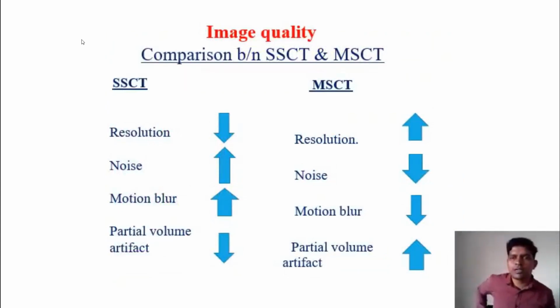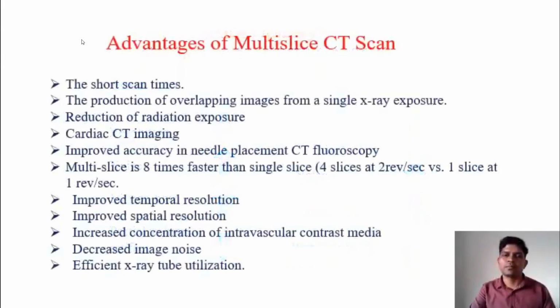So what is the image quality difference between spiral single slice CT and multi-slice CT? In single slice, resolution is decreased, noise is increased, motion blur is increased, and partial volume is increased. In multi-slice CT, resolution is increased, noise is decreased, motion blur is decreased, and partial volume artifact is increased. But nowadays we have software, so this problem can be overcome.